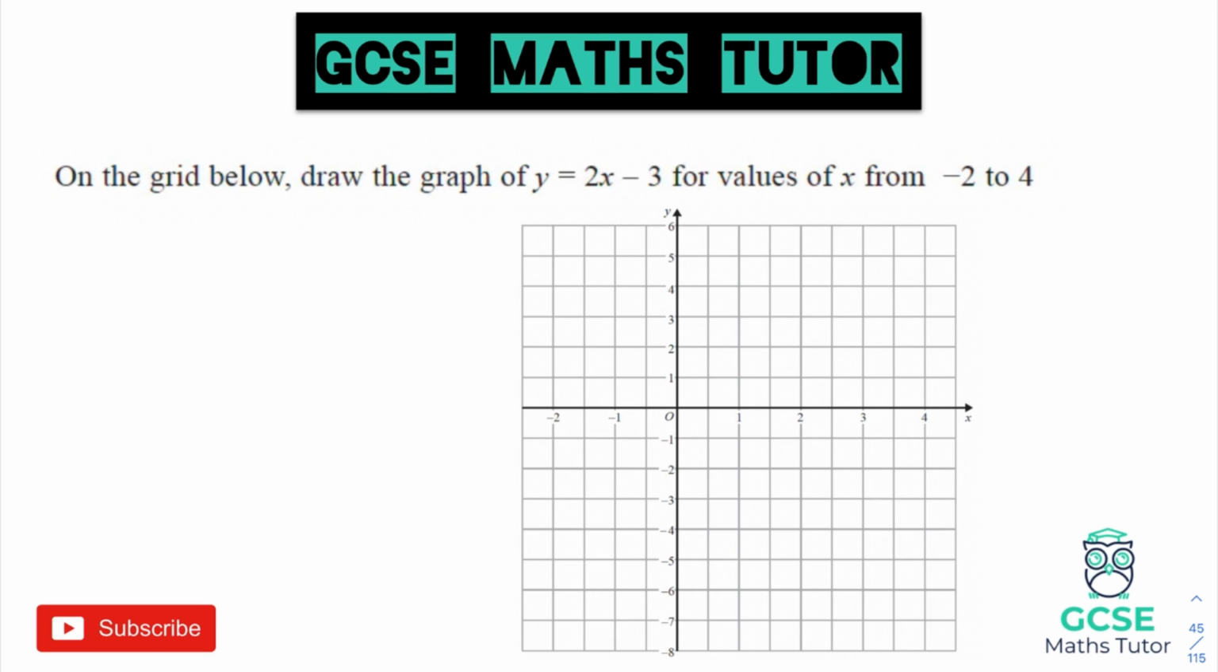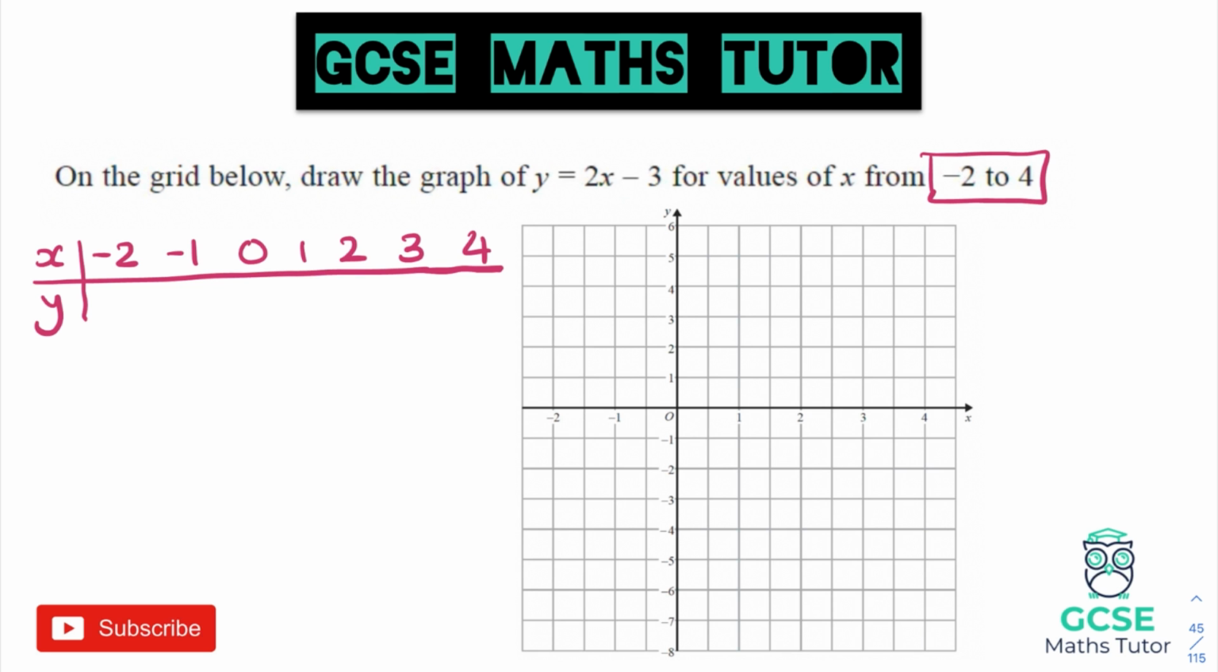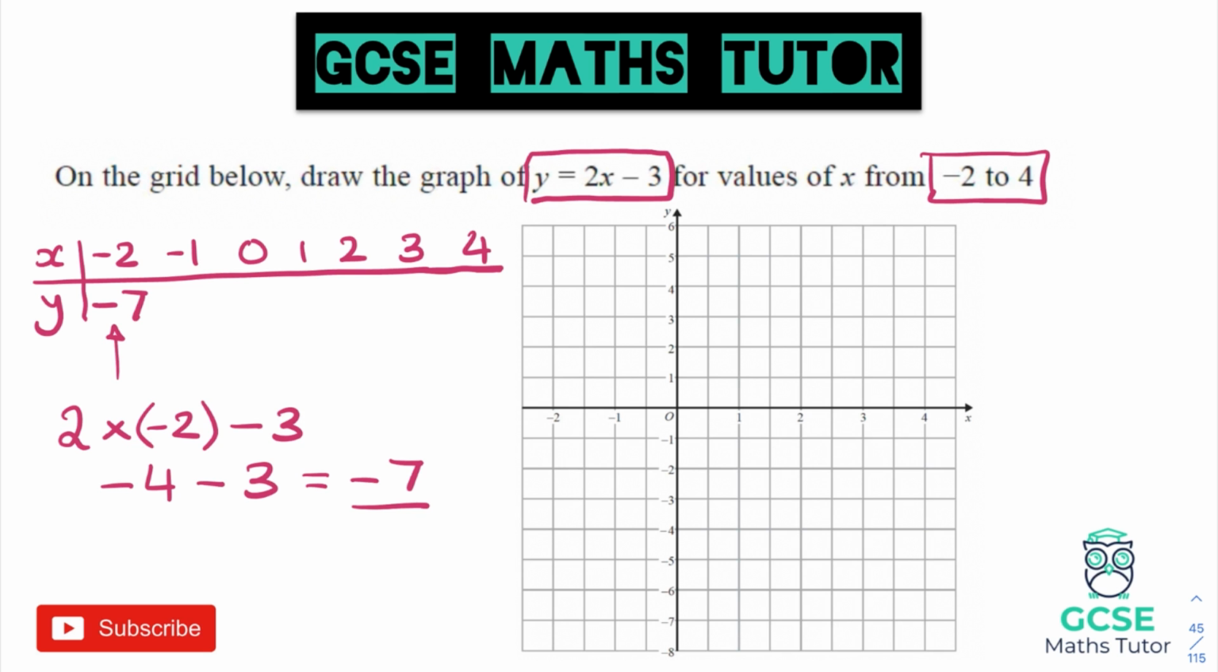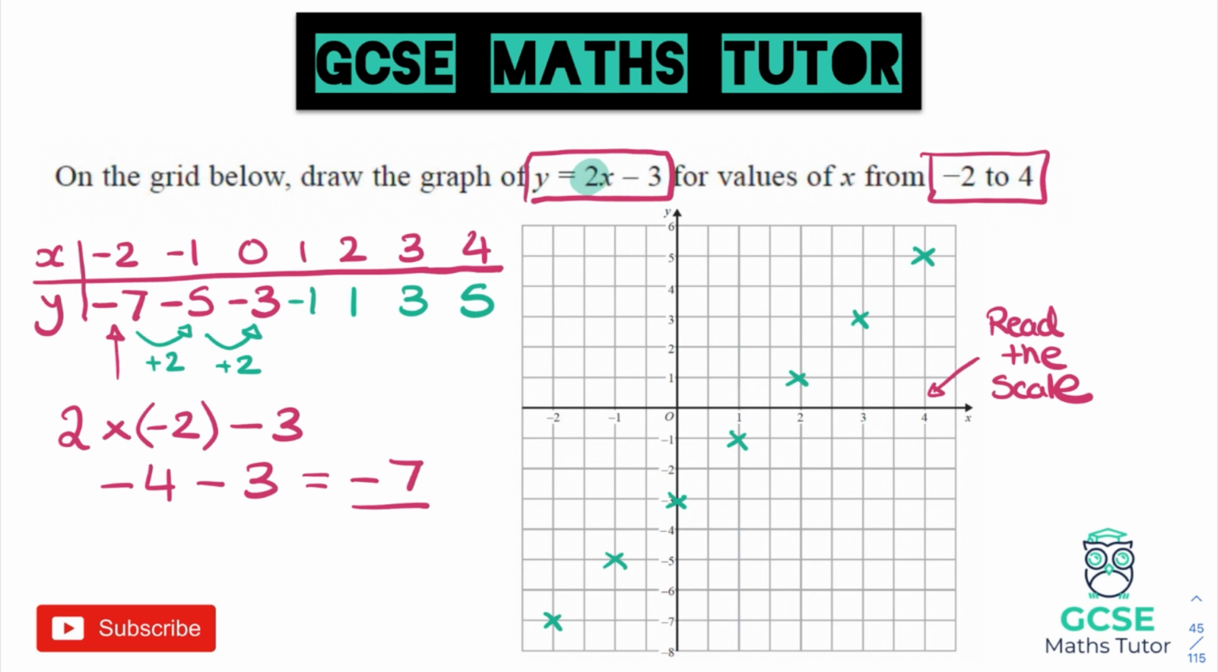If you're asked to draw a straight line graph, you may be given a table. If you're not, you need to draw that table yourself. Look at what x values you need. If it doesn't tell you, look at the x-axis, and then just substitute each value into your y equals equation that you have in order to find all of those y coordinates. Once you've done a couple, you can spot a pattern, and then once you've filled in the rest of the pattern, you can go about plotting those coordinates on your graph and making sure you read the scale and join up your points with a nice straight line using a ruler and pencil. That's how you're going to go about drawing any of these graphs.